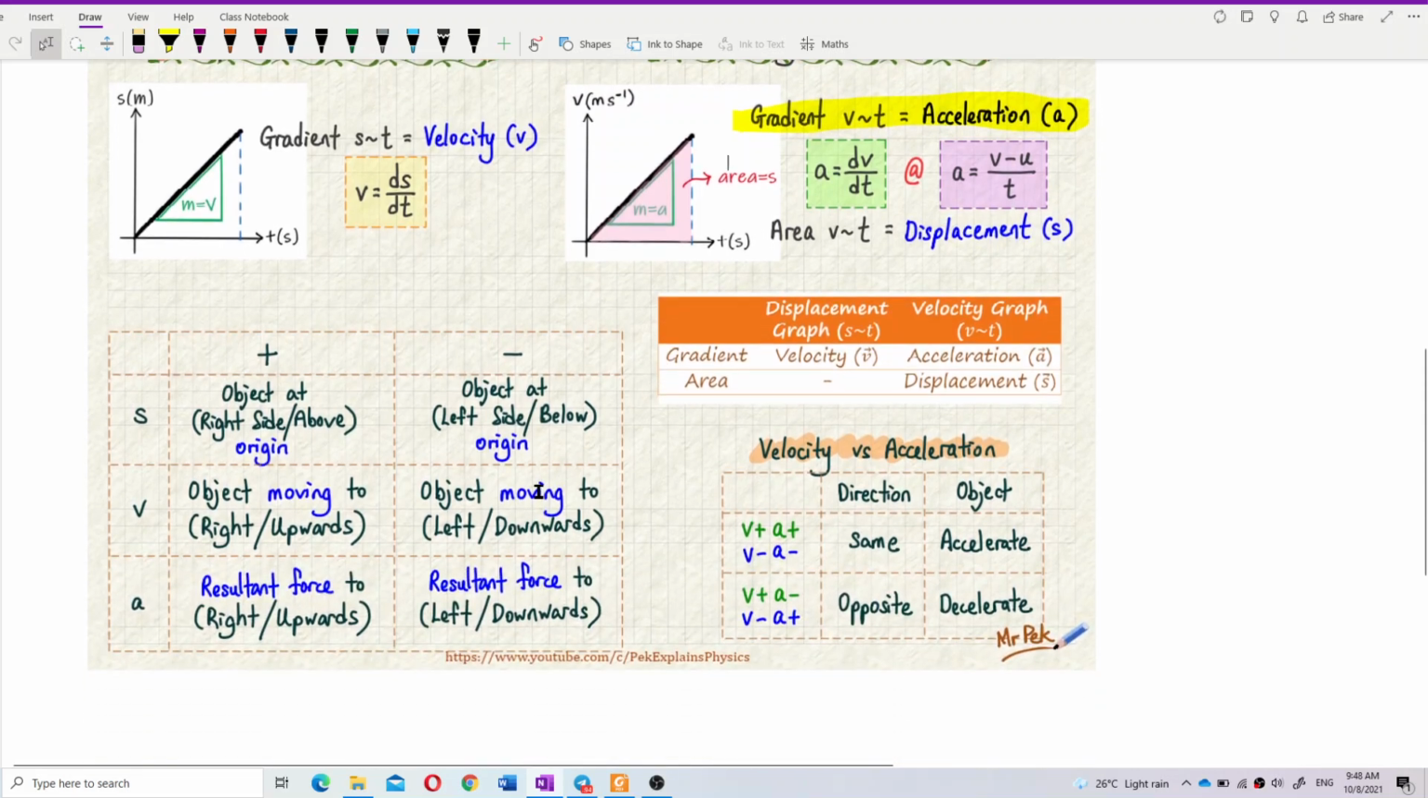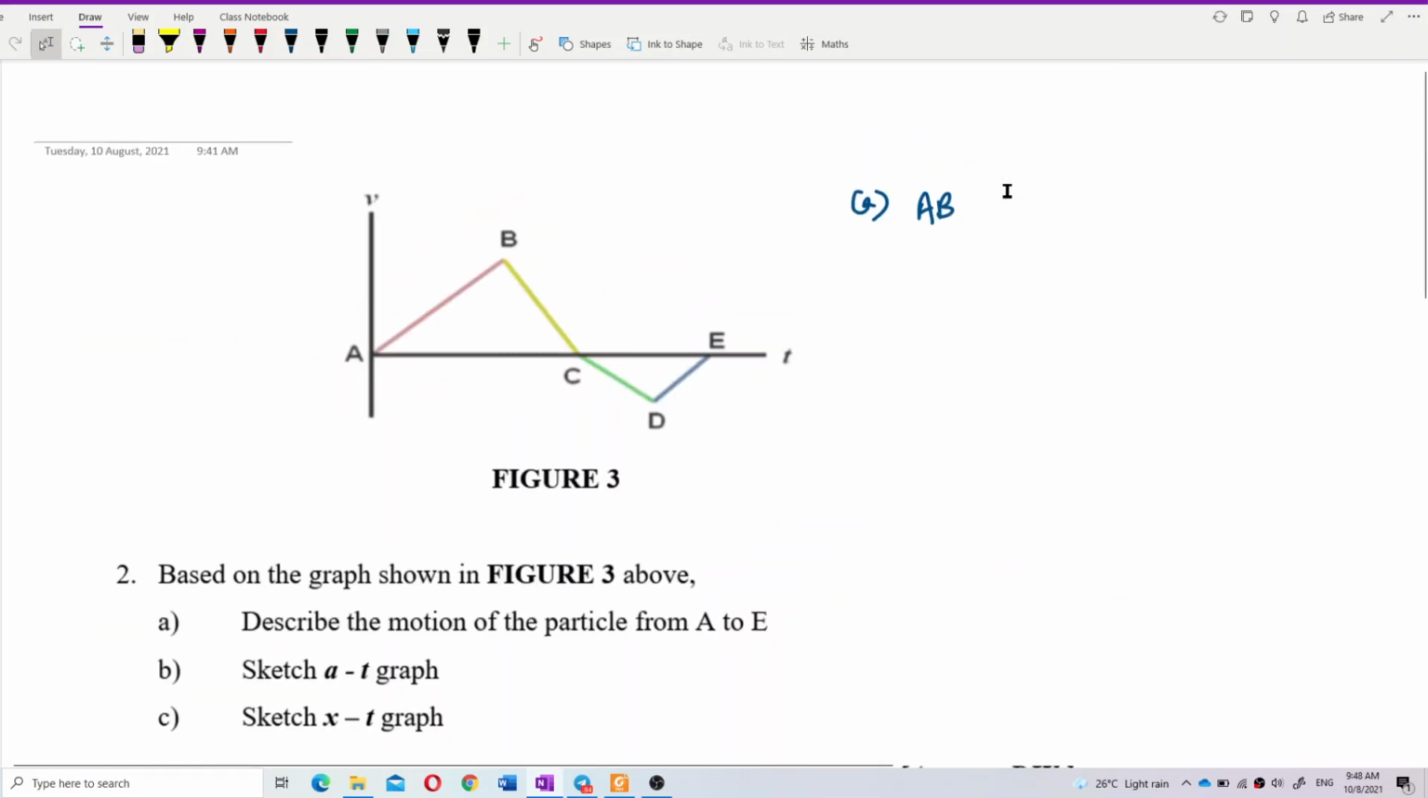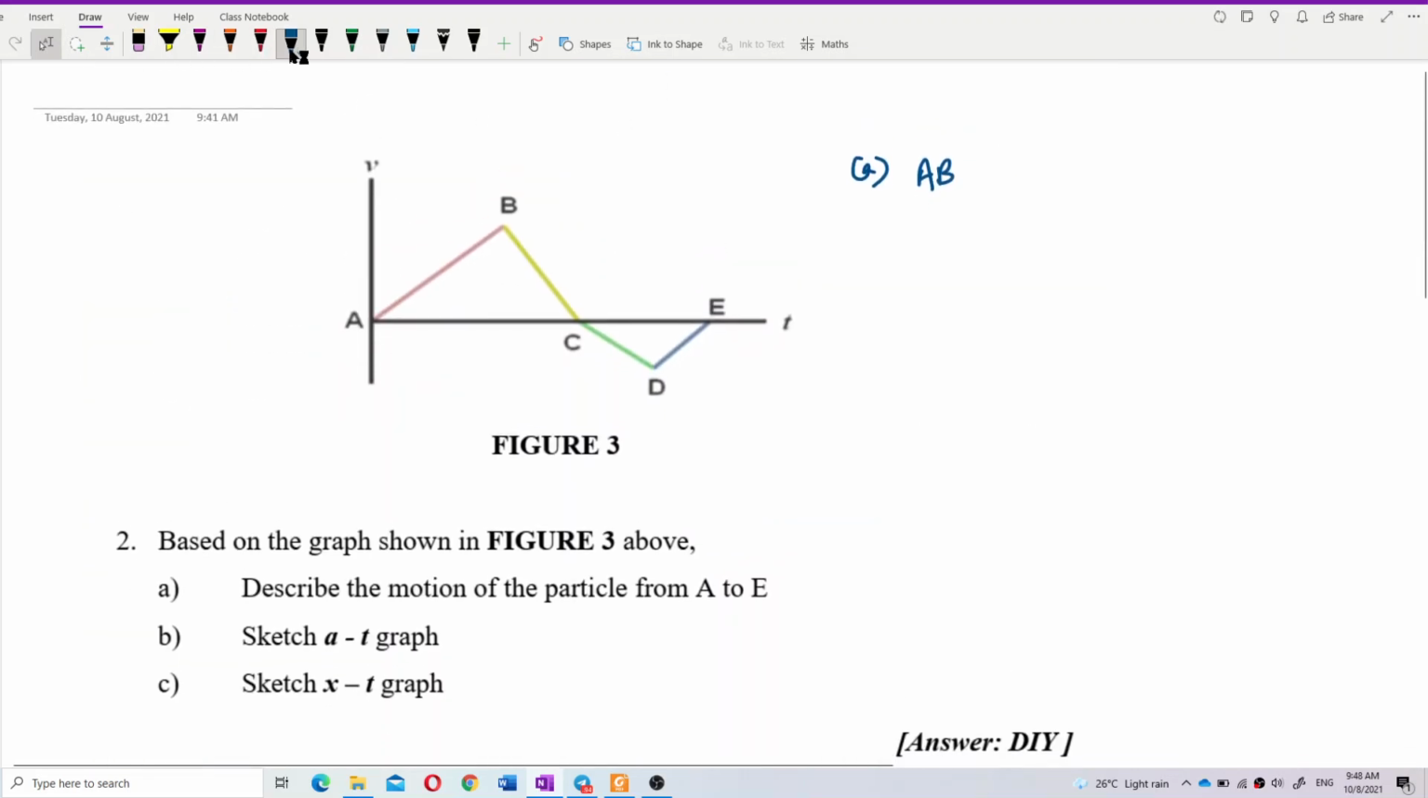Another thing you must know is the direction of motion. If velocity is positive, the object is moving to the right. If velocity is negative, the object is moving to the left. These two things you must know. The gradient of velocity is acceleration. Let us look back at the questions.